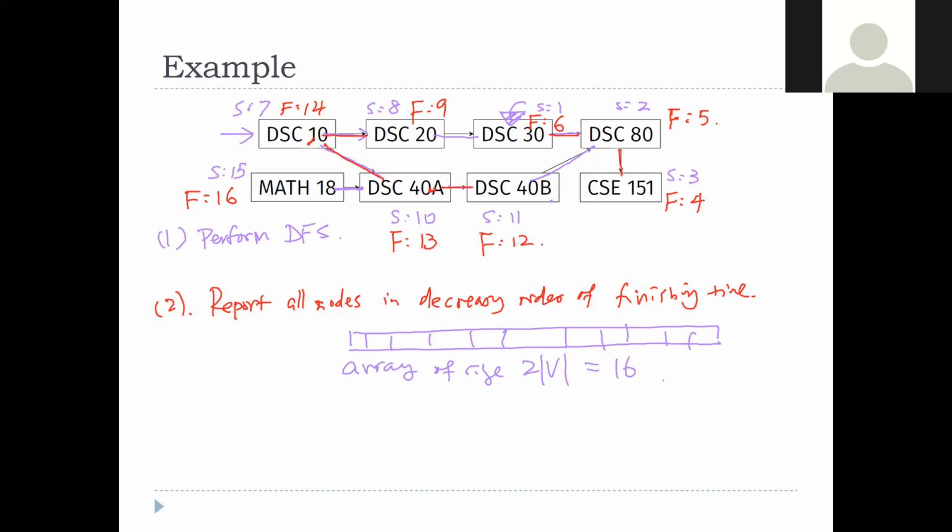So for example, CSE 151's finishing time is 4, so it's put in the 4th entry. So here you put CSE 151. And DSC 80 is in the 5th position. And the last position, 16th, is basically MATH 18. And of course, some of the positions are empty because no one has that as the finishing time. But now to report it, you simply scan this array backwards.